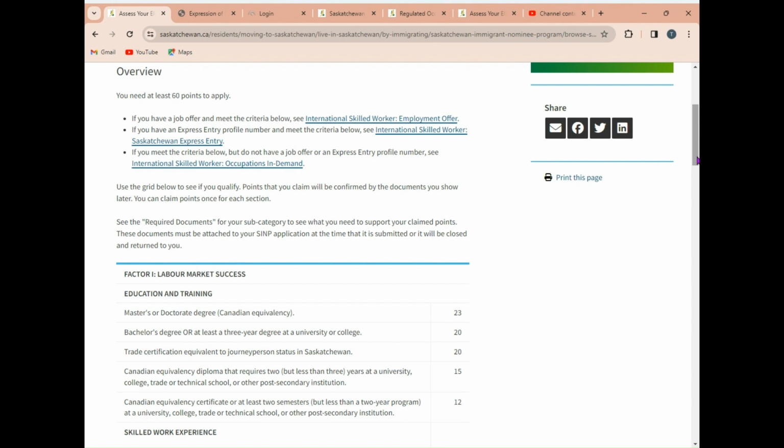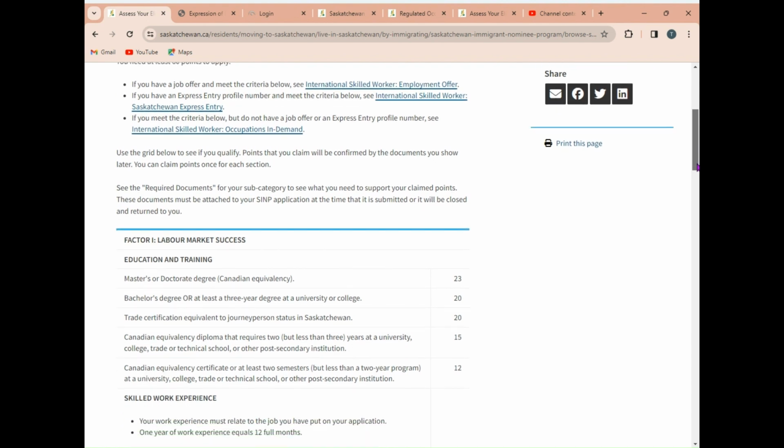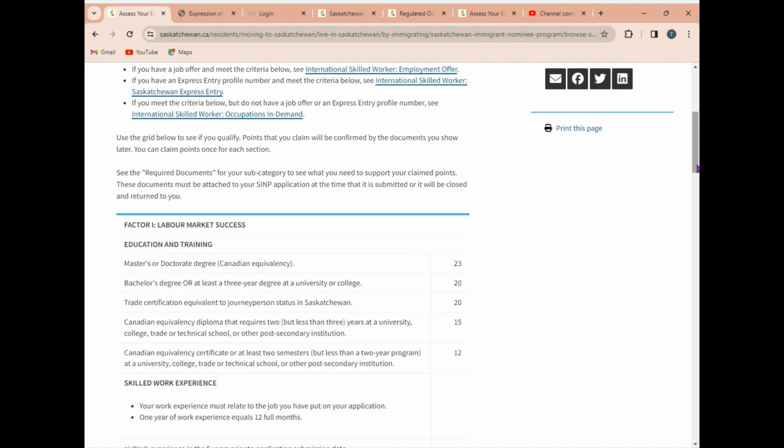There are different parameters or factors that you need to fulfill and gain points for. You need to understand that for each of these categories, for the purpose of this exercise, you can only obtain one point from only one line in each of the sections. So let's continue. The first factor here is labor market success, and the first consideration there is education and training.